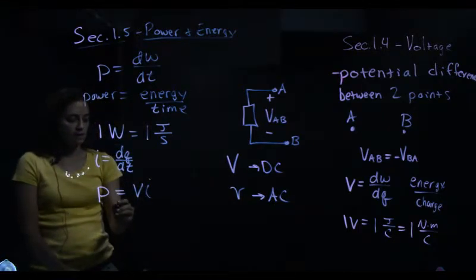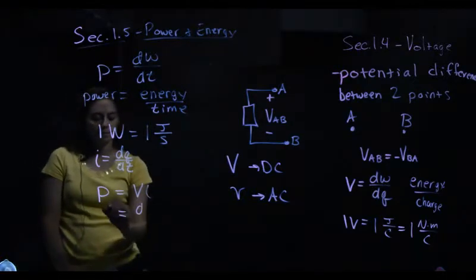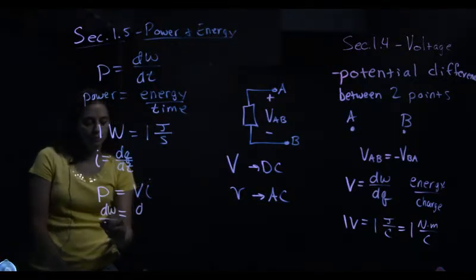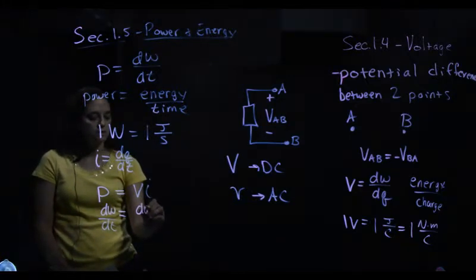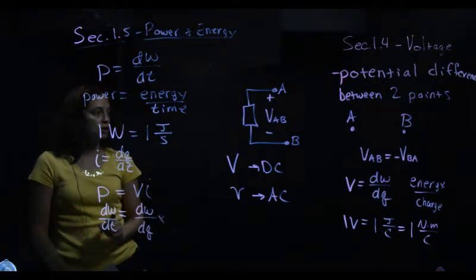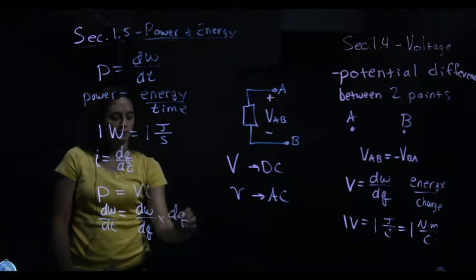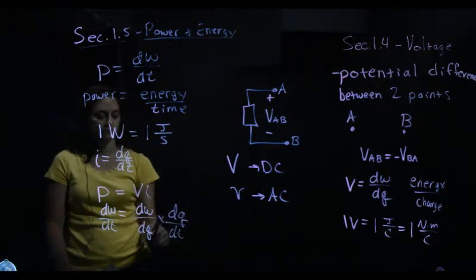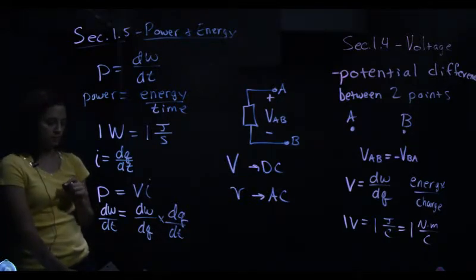So if we look at that mathematically, so our power of dW by dt is equal to our voltage, dW/dQ, times our current, which is dQ/dt. That gives us the dW/dt. P equals VI. Very, very important.